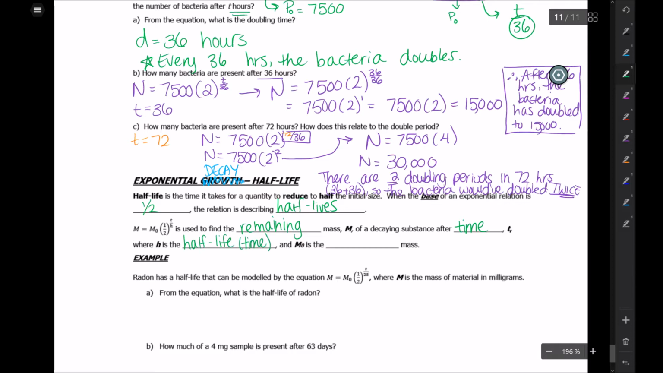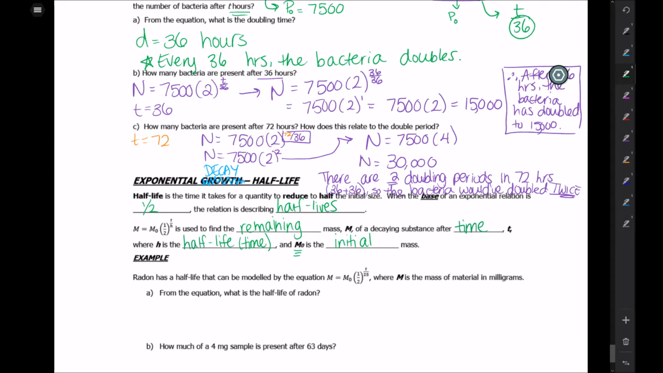We're going to write time so we know it's how long it takes. And m sub 0, like we said, is always going to be the initial amount. So radon has a half-life that can be modeled by the equation m equals m sub 0 of 1/2 to the power of t over 25, where m is the mass of material in milligrams. So we want to know what the half-life of radon is. How long does it take for radon to decrease to half of its original size?